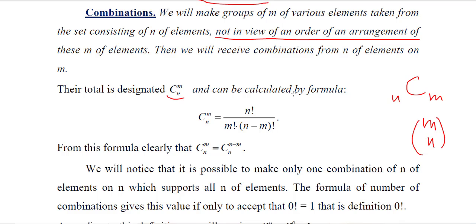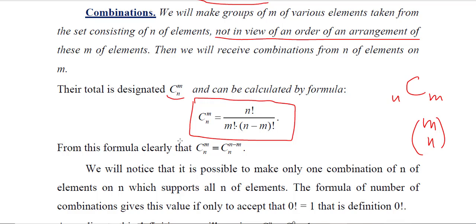It can be calculated by the formula. This is the formula for combination C n m. And from this formula it is clear that they are equal, because if you put here n minus m, we will get the same expressions. You can check it by yourself.